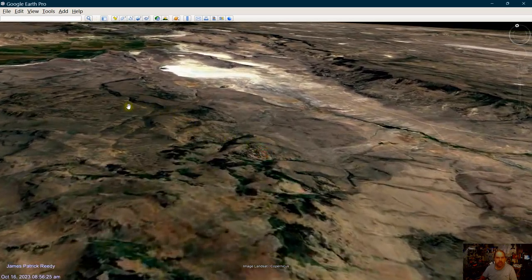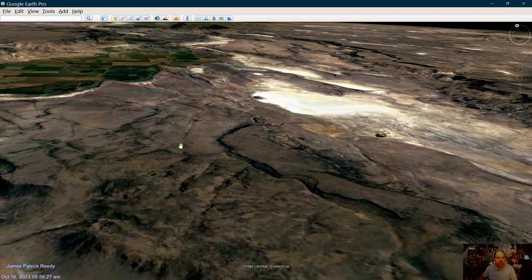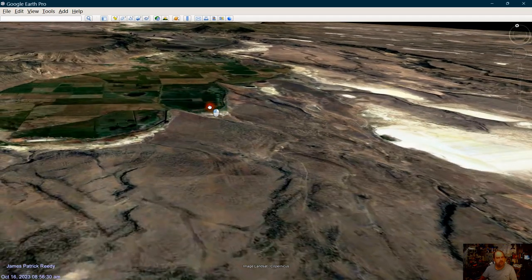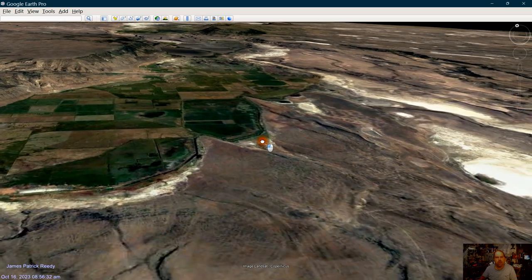The default for terrain exaggeration is point. Well, I want to say it was one.